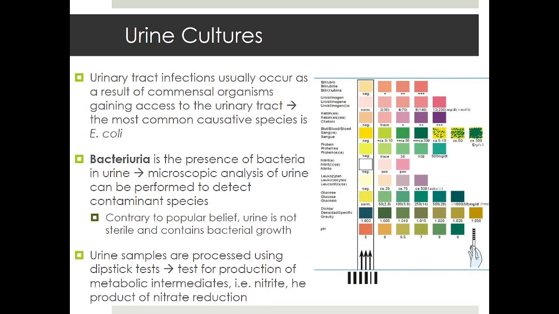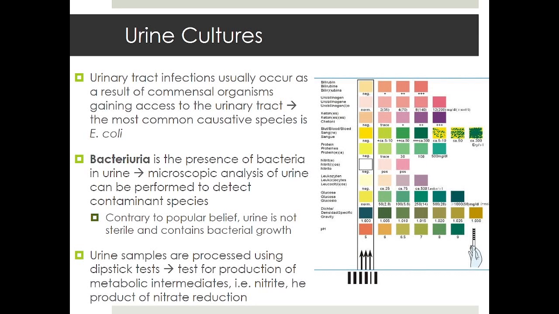Another type of specimen that can be taken from the human body is urine cultures. These infections typically arise from commensal organisms gaining access to the urinary tract. So they're being introduced into the internal aspects of the body through external methods. Infections of the genitourinary tract typically occur because of E. coli, which is an enteric bacterium, but that can easily contaminate other parts of that area and can in turn produce infection. Bacteriuria is the presence of bacteria in the urine, and this can be identified simply through microscopic analysis of urine.